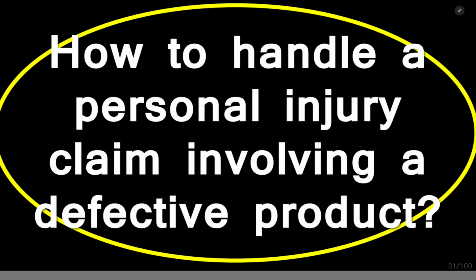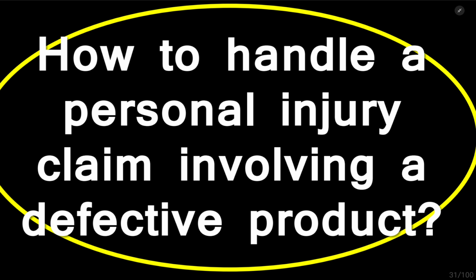Report the injury immediately. It is important to report the injury as soon as possible. This will help in documenting the incident and starting the process for your personal injury claim. The injured party should report the injury to the seller or manufacturer if possible and seek immediate medical attention. This helps establish a clear record of the injury, which will be important for your claim.